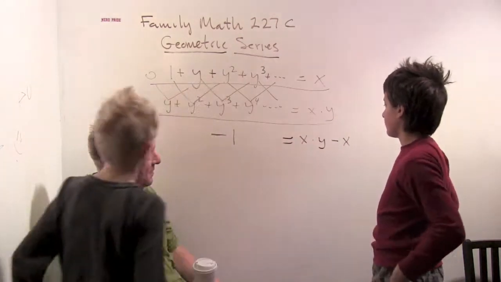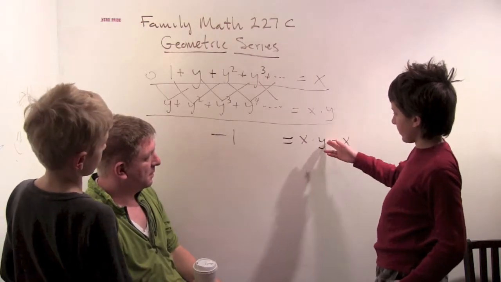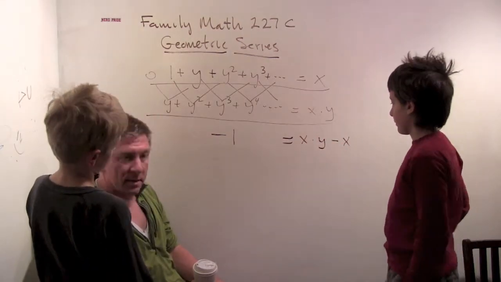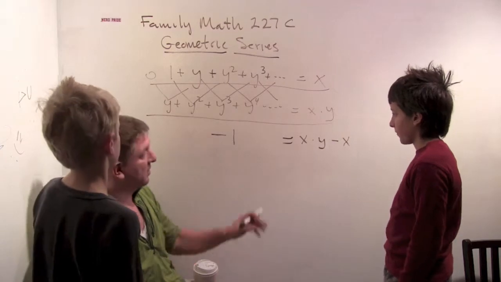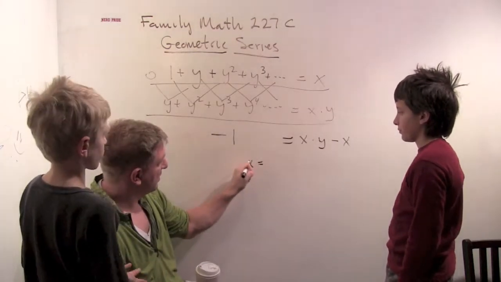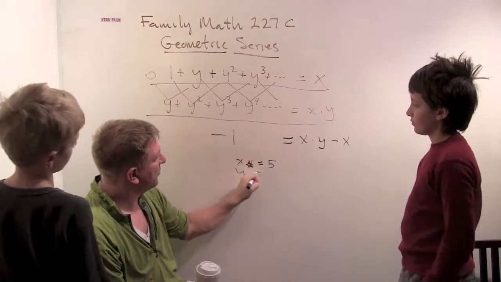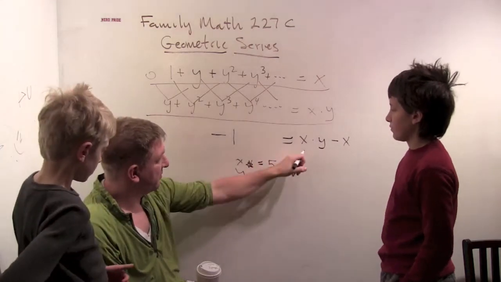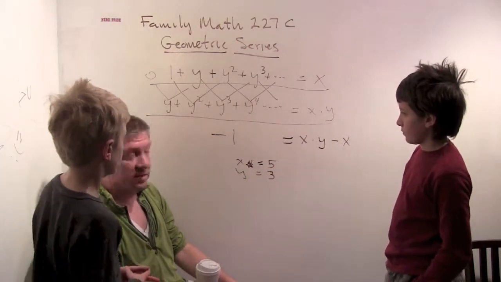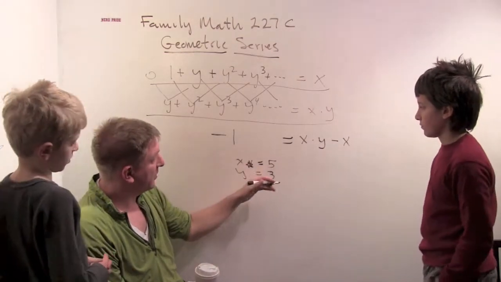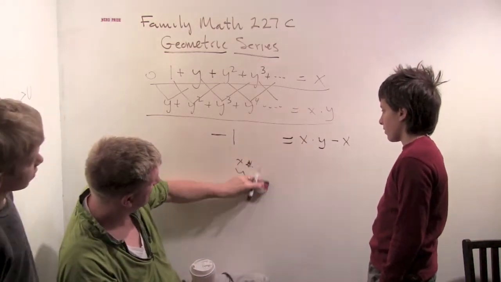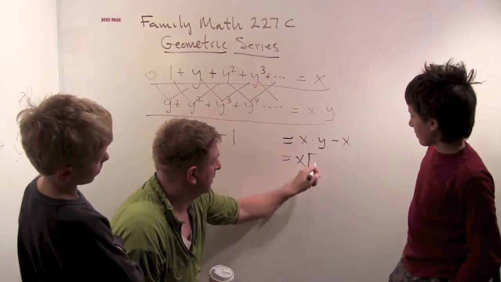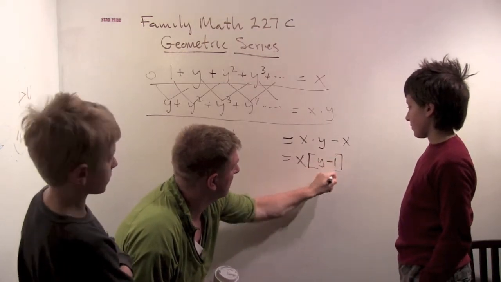Now, what were you going to say? So the x's cancel. But you're multiplying this one by a factor of y. So the x's don't cancel. I'm not left with just an x over there. For example, if x is 5 and y is 3, I get 15 minus 5, which is 10. What am I left with on that side? If you factor out an x, I can factor out an x and I'm left with y minus 1.